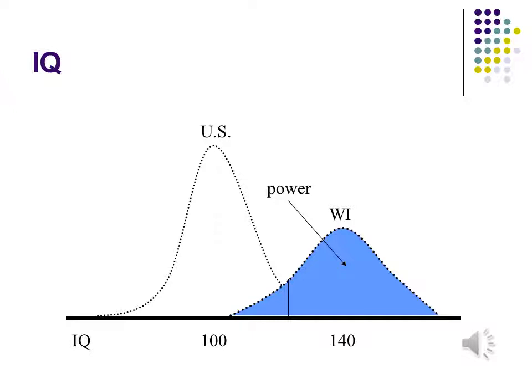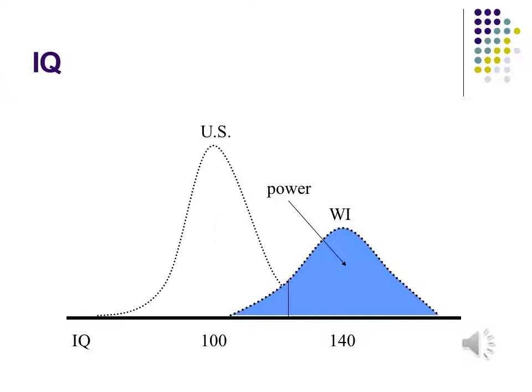That's the power. This is a very important concept because in studies that are negative, we want to know what's the power of the study. Was there very much power to see the difference? How likely were we to see a difference if there really was one? If we're not very likely to see it, then the study isn't as valuable.